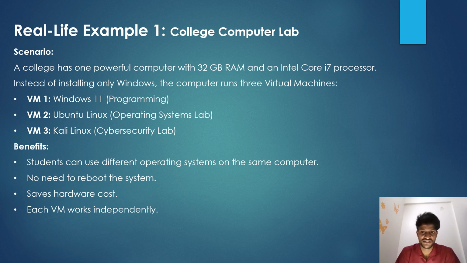Let's take a real life example of a college computer lab. One computer with 32 GB RAM and an Intel Core i7 processor runs three virtual machines. The first virtual machine uses Windows 11 for programming. The second uses Ubuntu Linux for operating systems lab, and the third uses Kali Linux for cybersecurity labs. This allows students to use different operating systems without restarting the computer, reduces hardware cost, and each virtual machine works independently.